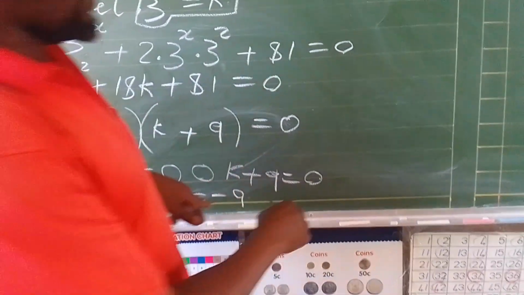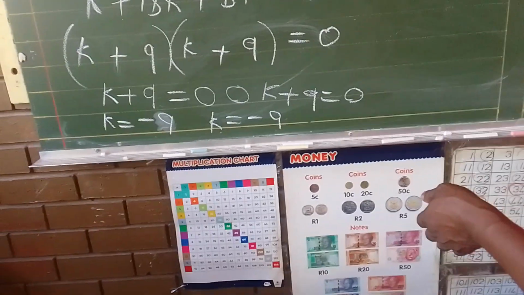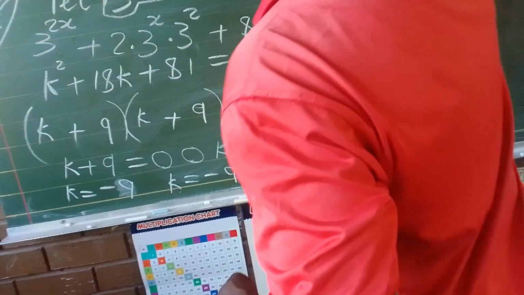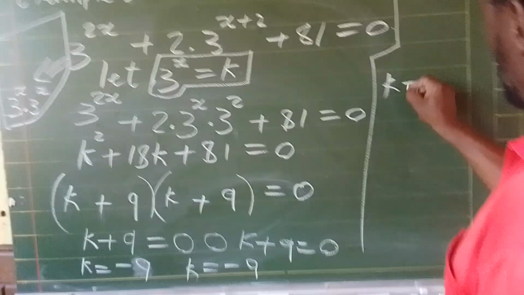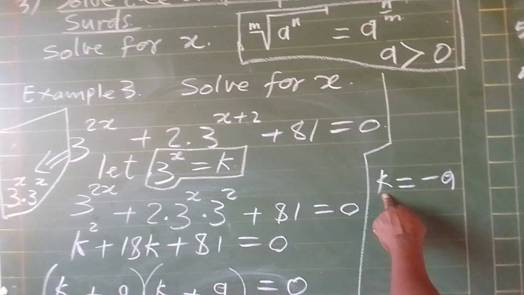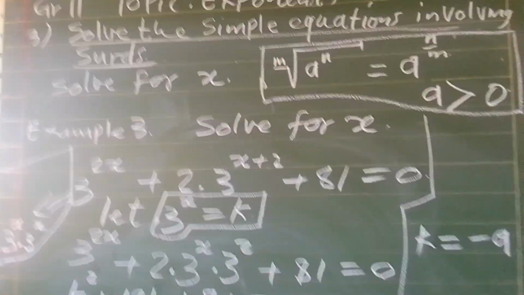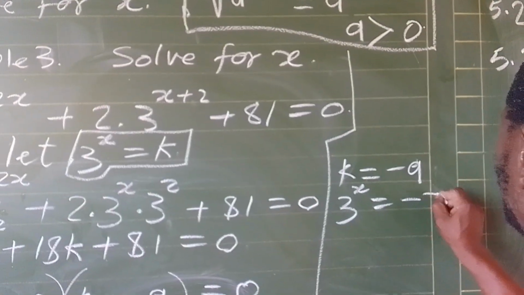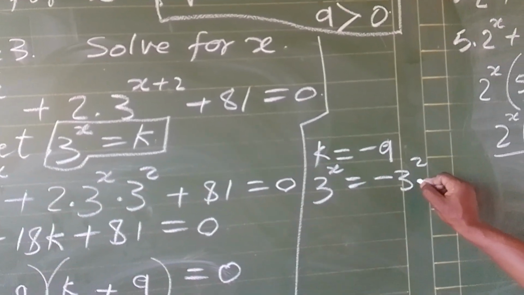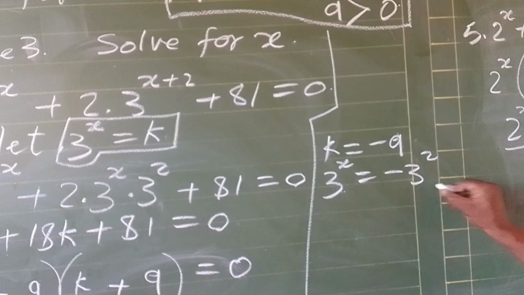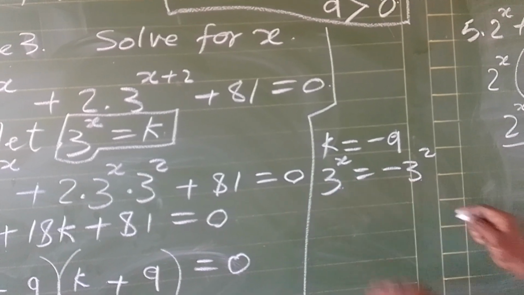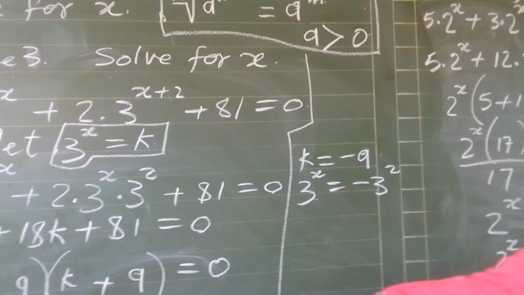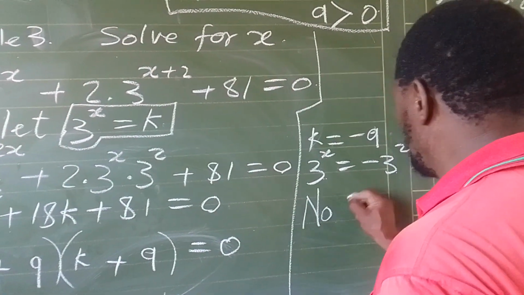We have k is equal to minus 9. And we know that our k is 3 to the power x, which is equal to minus 9. You see, the signs are not the same. This base is greater than 0, but this one is less than 0. So therefore, there is no solution under these circumstances. No solution.